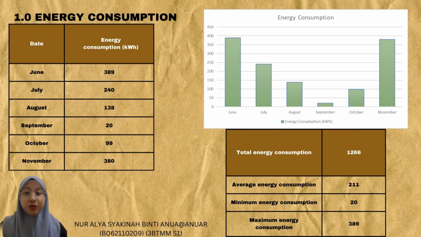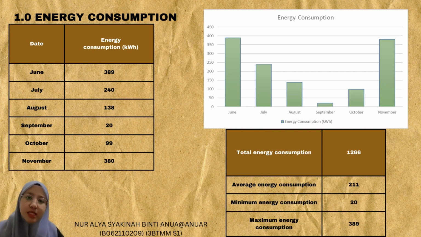For energy consumption, we will start from June until November. Firstly, the energy consumption in June is 389 kilowatt. Second, July is 240 kilowatt. And for August is 138 kilowatt. For September is 20 kilowatt. Next, for October is 99 and last for November is 380 kilowatt.